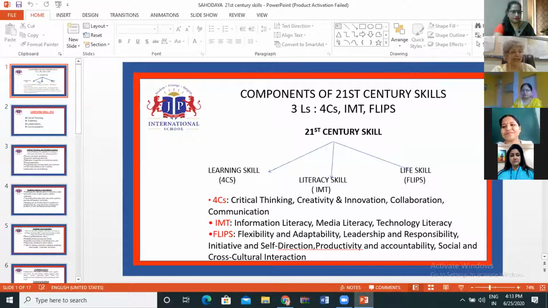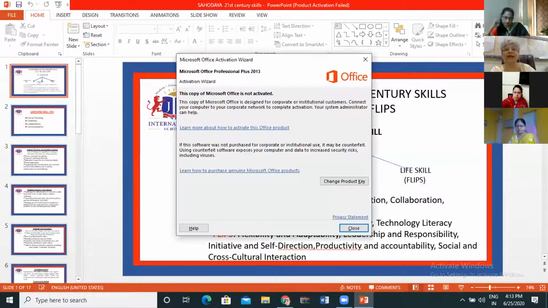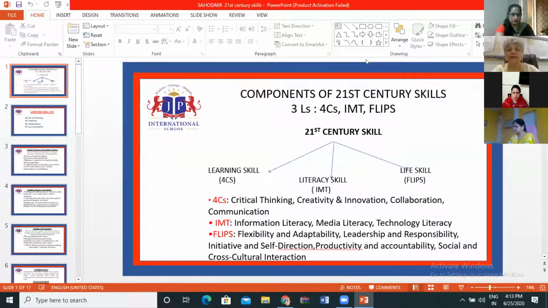So, as I was saying, about the components of 21st century skills, generally it has been divided into three learning skills. They are learning skills, literacy skills, and life skills, the 3 L's. Now, there are some components in learning skills, some in literacy, and some in life skills. We must understand what are those areas where we will have to put focus.